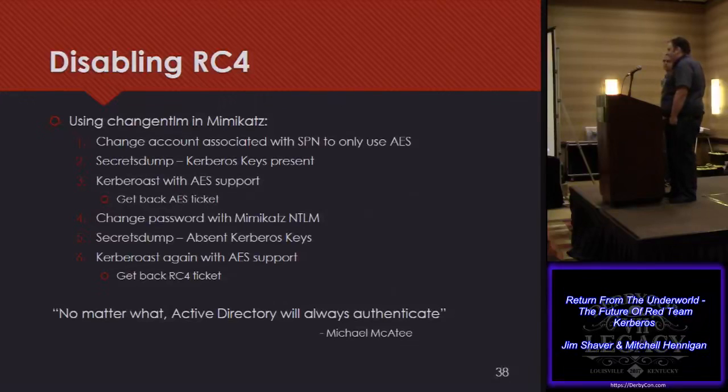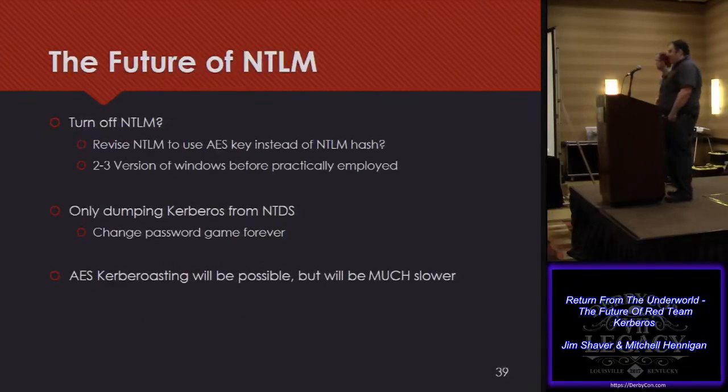And what do you think? No, of course not. Because as my friend Michael McAtee says, no matter what, Active Directory will always authenticate. So the Active Directory database doesn't have Kerberos keys with which to encrypt tickets, but it does have an NTLM hash. Instead of using AES, which it's configured to do, it falls back to RC4. And you get an RC4 ticket, even though it's configured to use AES. That was amazing to find out. Really cool. Okay, back to that, it was a cool digression.